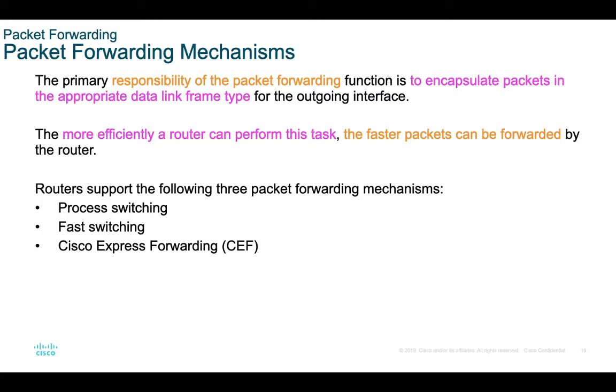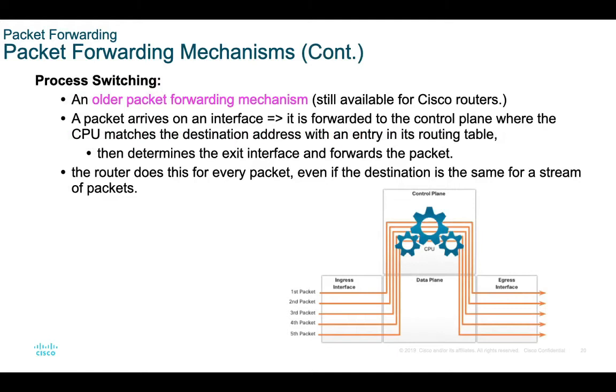So how can the router determine its path efficiently? There are several packet forwarding mechanisms that we have. First, we have process switching. Second, we have fast switching. Third, we have Cisco Express Forwarding. So let's take a look one by one.